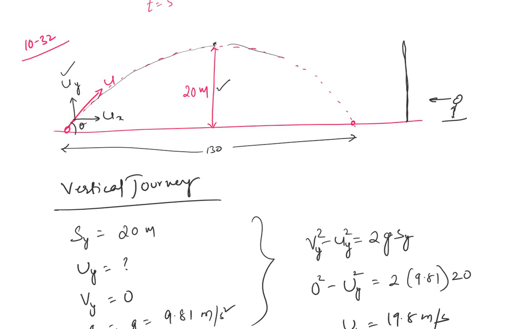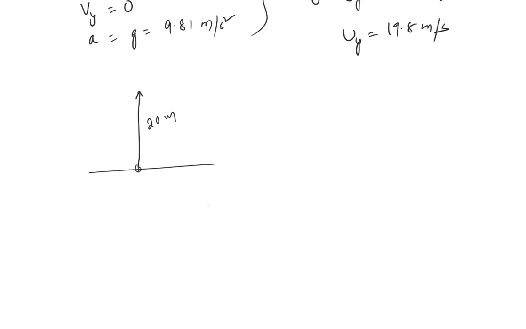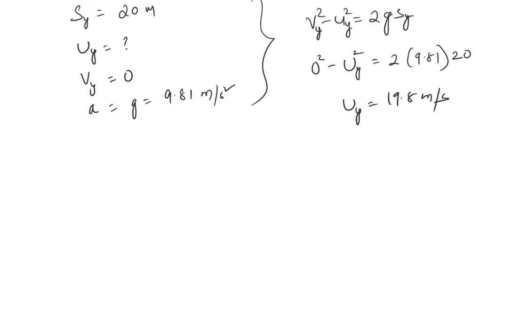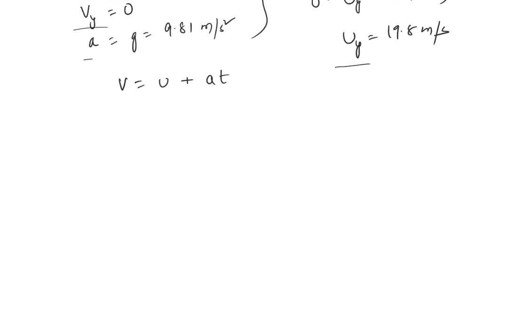All right, let's also find the time it takes for it to complete this journey. We know the initial velocity, we know the final velocity, and we know acceleration. So to find time, v equals u plus at, and we're still dealing with the vertical aspect, so I'm going to put the y here. This v is 0. This u we just found is 19.8.